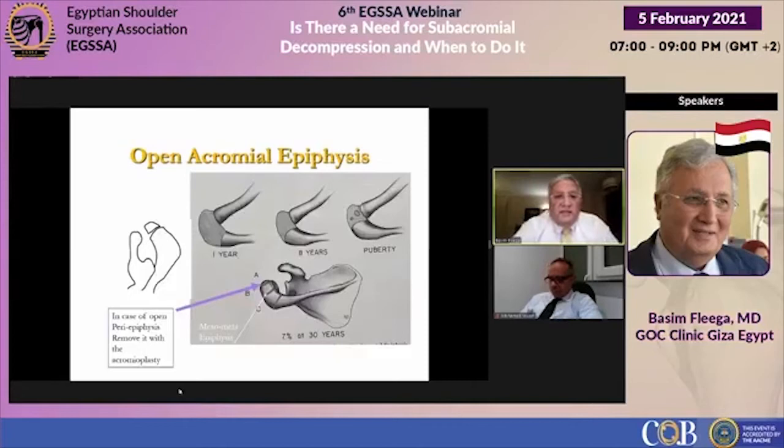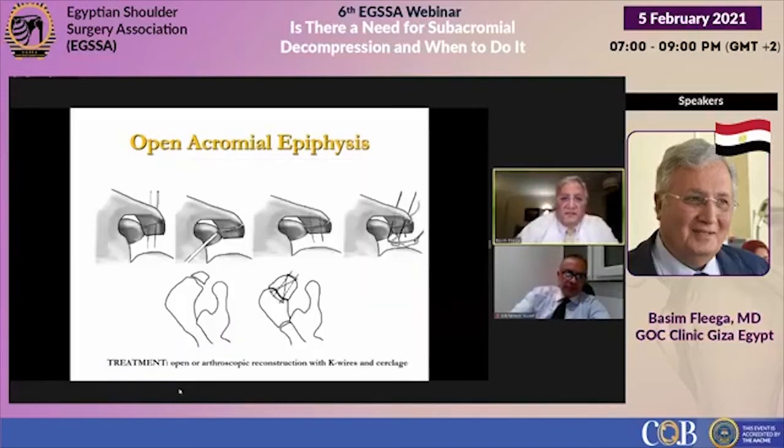Now, in some cases, there is an open acromial epiphysis and non-union of the epiphysis, mainly the anterior one, which is the preacromion, or the middle one, which is the mesoacromion. This non-union, if not dealt with, may lead to a failure of the decompression. In case of the preacromion, it will be resected, but in case of the mesoacromion, reconstruction and closure of the epiphysis should be done using K-wires and cerclage, either open or arthroscopically.